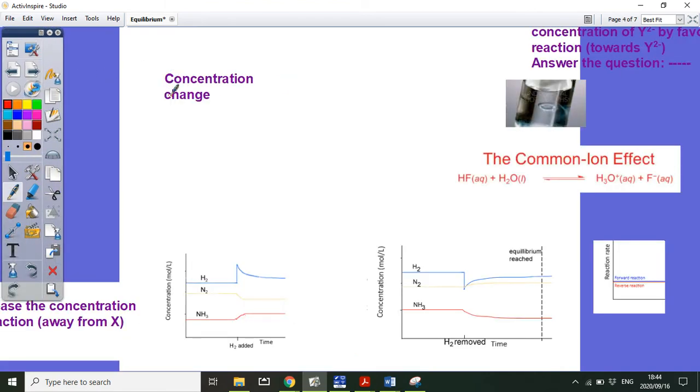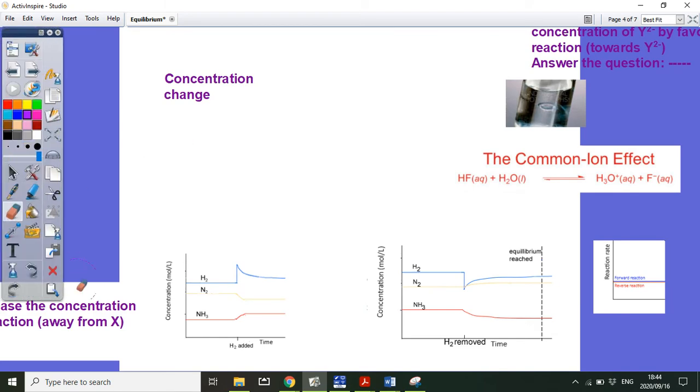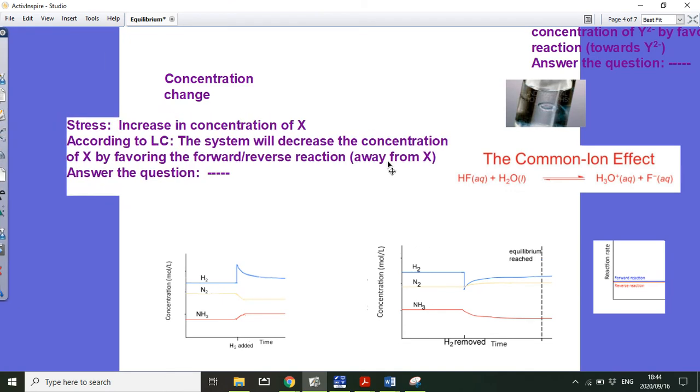Now the last one is concentration. The explanation, the 4 points, are pretty easy. If we look at a concentration change, the easiest one is if they tell you something is added. If they added something, it will just favor the reaction away from that something. So let's go through this step by step. If I say I've added X, the system will try to decrease the concentration of X by favoring either forward or reverse, but as long as you know that it's away from X, because now I'm trying to get rid of the X that I added. And then you answer the question.